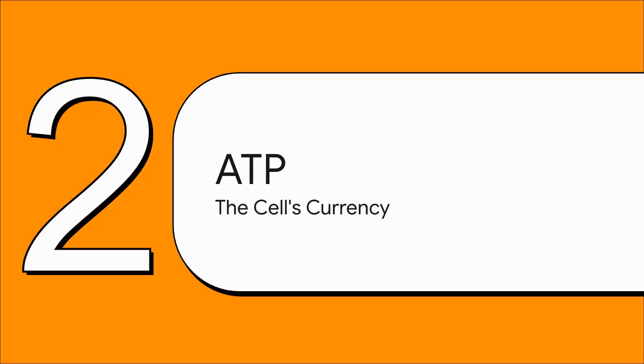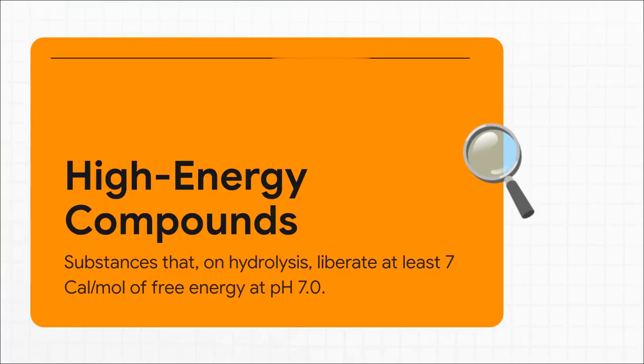Okay, so we've got the rules of the road. Now let's meet the superstar molecule that pays for pretty much everything that happens in a cell, ATP. ATP belongs to a class of molecules we call high-energy compounds. These are basically little chemical batteries. They're special because when you break them down, they release a significant chunk of energy. While you've got others like phosphoenol pyruvate or creatine phosphate, ATP is the universal one, the main player.